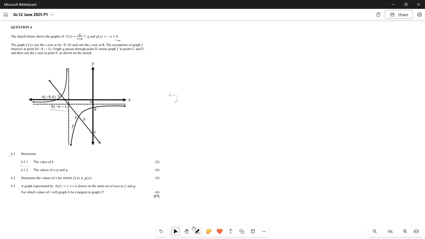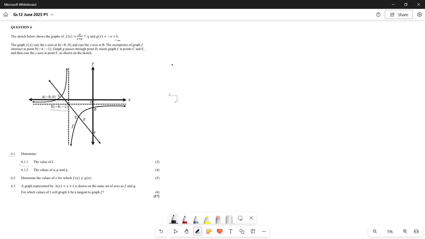Okay, great. So what we need to do is get the value of k for 6.1.1, only 2 marks. So k is over here. It is the y-intercept of our straight line graph, and they told us the asymptotes of graph f intersect at point D, negative 4 and negative 1, but graph g also passes through this point, which means we know that this point is on this graph. So we just need to sub in our x and our y value, and then we can get k.